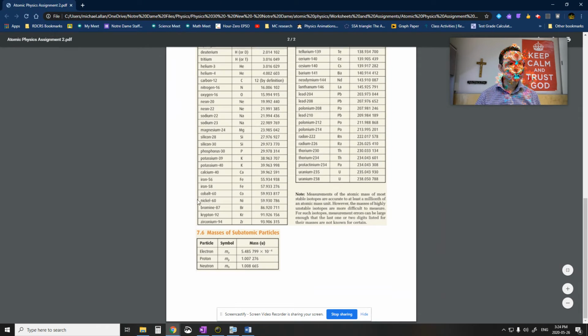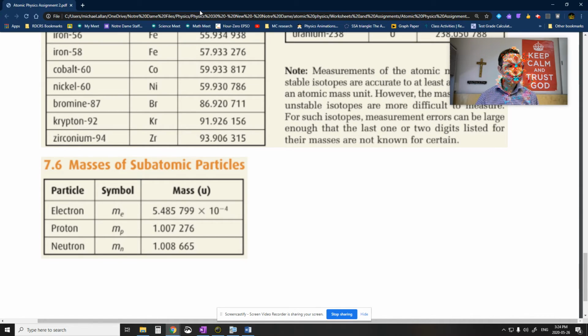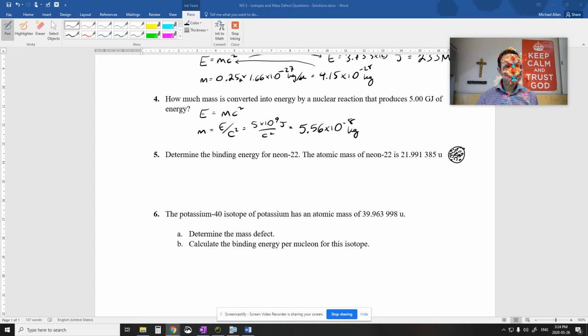I'll share this sheet with you as well, apart from putting it on the assignment. But I do have these 2 masses down here, the mass of a proton and the mass of a neutron in atomic mass units. So I'm going to use those 2 numbers. Okay, so neon, let's find out what neon is first of all. Neon is atomic number 10. So neon is 10, 22. So we have 10 protons. And we have 12 neutrons.